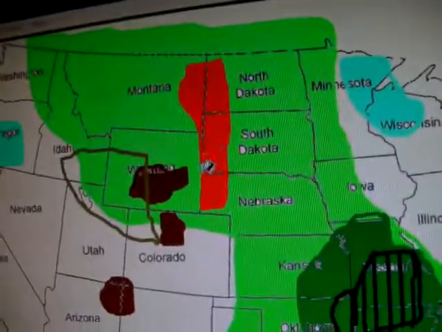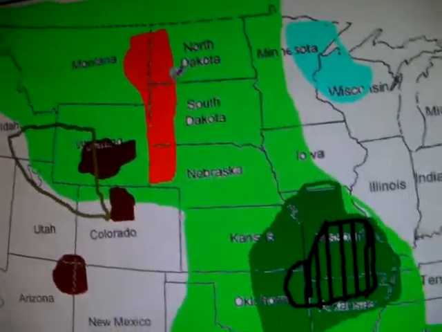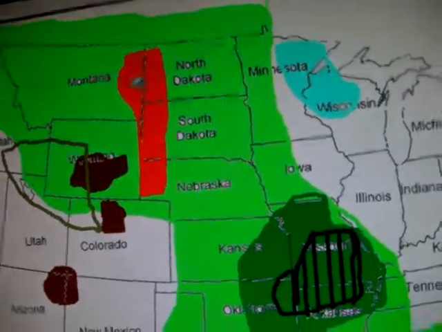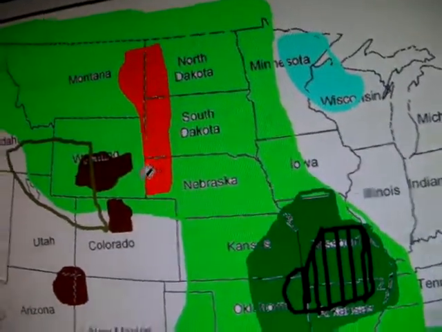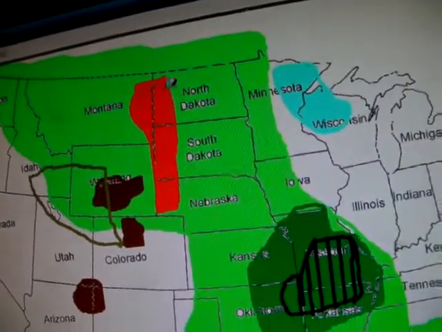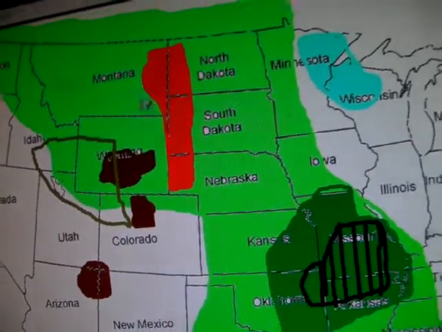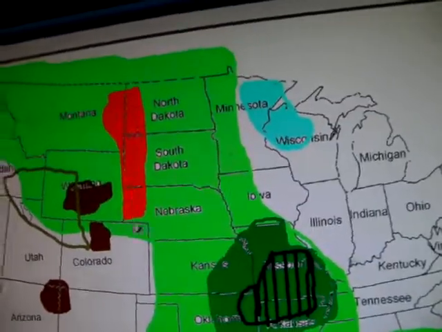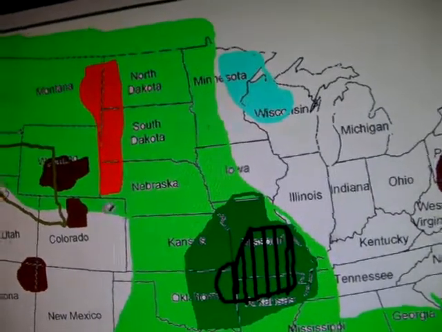This red area up here is the potential for severe thunderstorms this afternoon and evening. The threat is slight. It's not a huge weather event, and the main threats will be hail and wind.